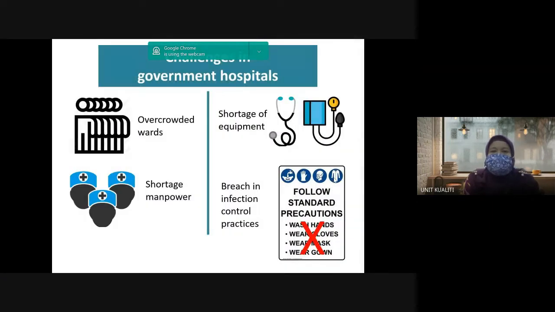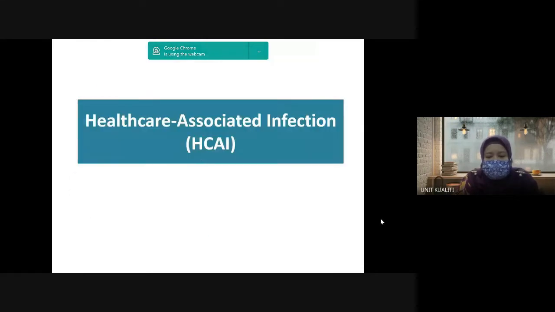Okay, apakah cabaran-cabaran atau challenges in government hospital dalam menangani infection? First is overcrowded wards with the patient. Memang hospital kat Malaysia memang penuh, especially hospital-hospital yang pusat lah seperti HSA, HSI. Memang overcrowded with the patient, sampai ke cubicle, sampai ke tengah-tengah ward apa semua. So, ini menyebabkan juga shortage of manpower.